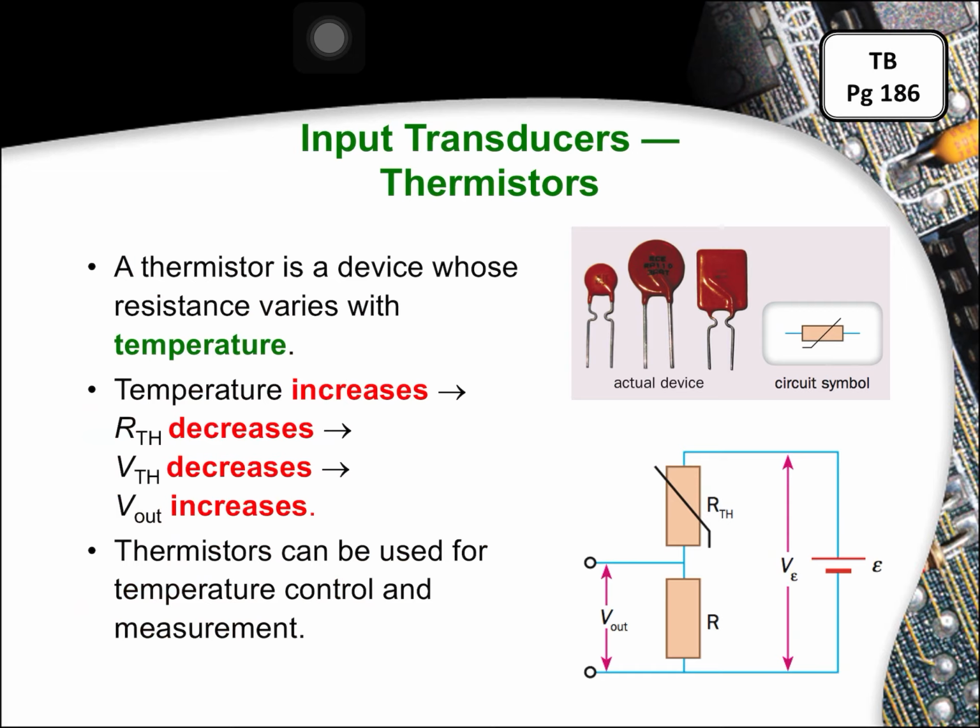Now, what about for thermistors? So the main thing, on page 186 of our textbook, the main thing about thermistors is that when temperature increases, resistance decreases. So again, it's an opposite relationship. So how does a thermistor look like? Oh, sorry, the symbol. Okay, the circuit symbol looks like this. This is important. You need to be able to recognize it.